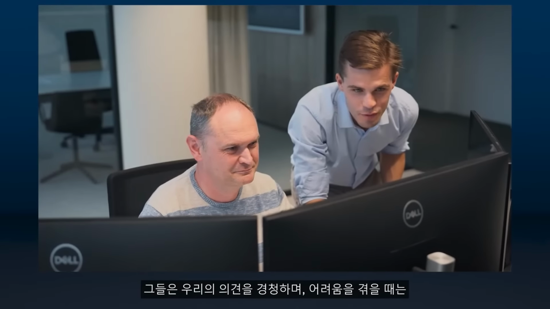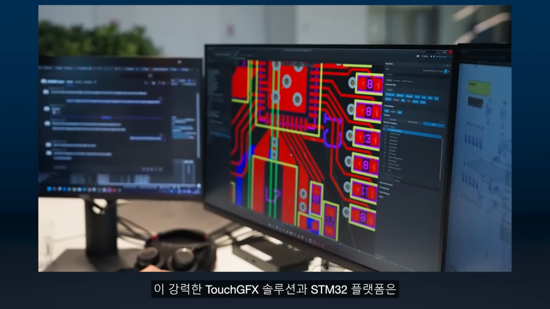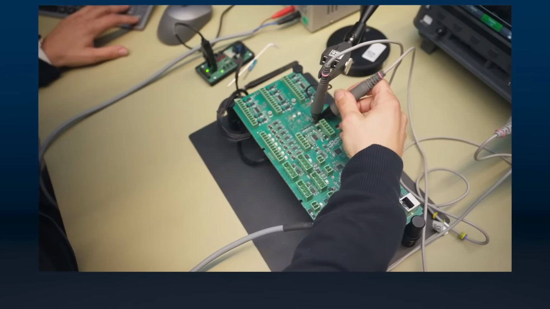Working with ST is a game changer. They really listen to us, and when we have difficulties, the experts are here and listen to us. The strong TouchGFX solution and the STM32 platform are key factors in our collaboration and success. This way, we are ready to catch the next tech waves in our customers' markets.